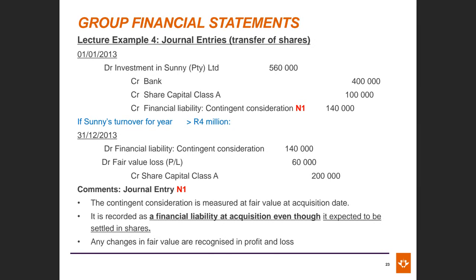So like I mentioned previously, this contingent consideration is going to be measured at fair value at acquisition date. It is recorded as a financial liability at acquisition, even though it is going to be settled in shares if the event is met. Okay. The reason is because it's not a fixed number of shares. It's a transfer of shares, but we don't know what the number of shares will be. It is a financial liability. It is based on the value.